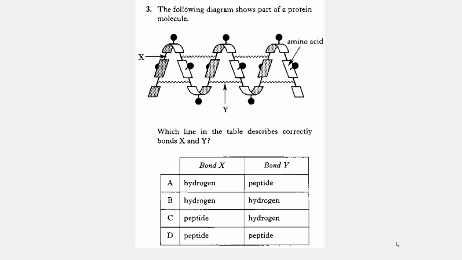So the answer for this one is C. Bond X, we can see, is between the amino acids, what's holding the amino acids in the protein together, so they must be peptide bonds, with bond Y being between the folds of the protein, so they must be the hydrogen bonds. So we've now covered everything from key area 3, gene expression.